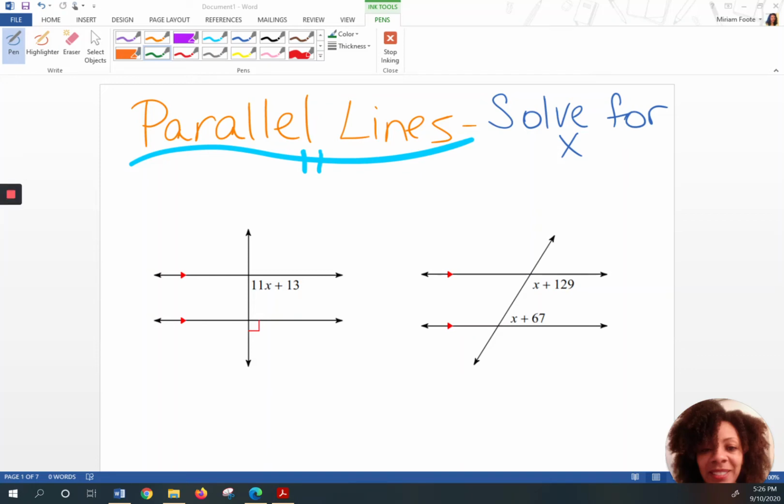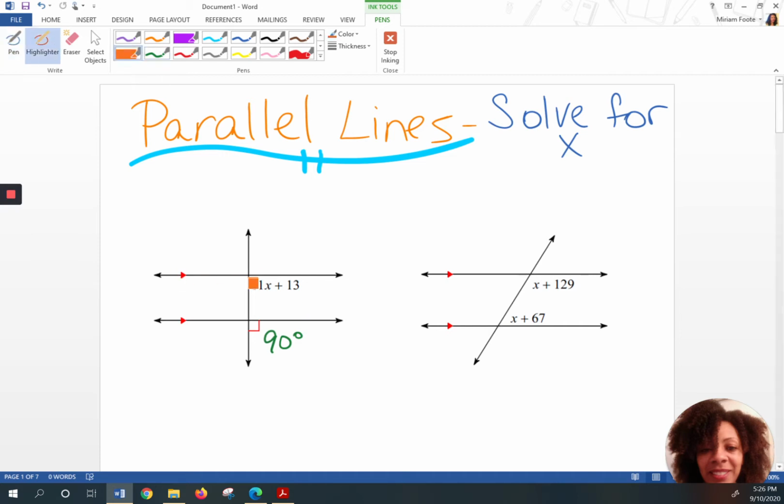So today we're going to talk about parallel lines and how to solve for x. If I am given a set of parallel lines that's cut by a transversal and I see this symbol, it tells me that that transversal is perpendicular to the parallel lines. This symbol also tells me that this angle represents 90 degrees. That's important to know because if I am trying to solve for x, which I am in this instance, I would need to understand the type of angles that I'm working with.